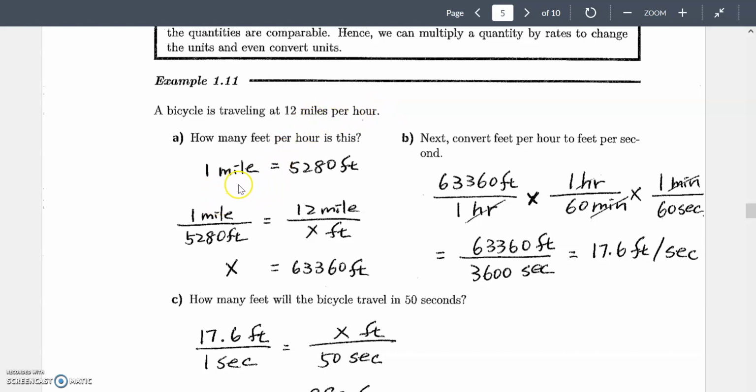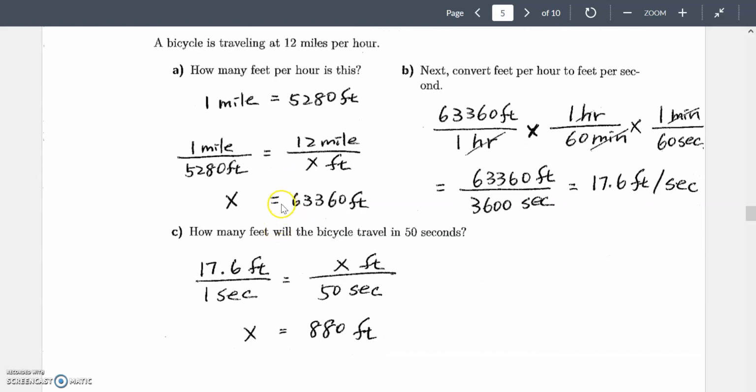So I want to go from mile to feet. The first thing we need to know is how many feet are in a mile. So 1 mile equals 5,280 feet. Now once I do that, I just have to do what we did before, using the same idea of proportion. So we have 12 miles to convert. We know that 1 mile over 5,280 feet is the ratio. Then how much is 12 miles?